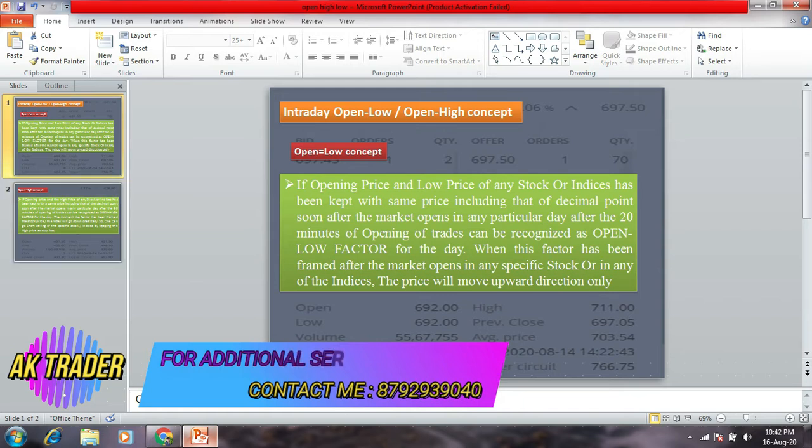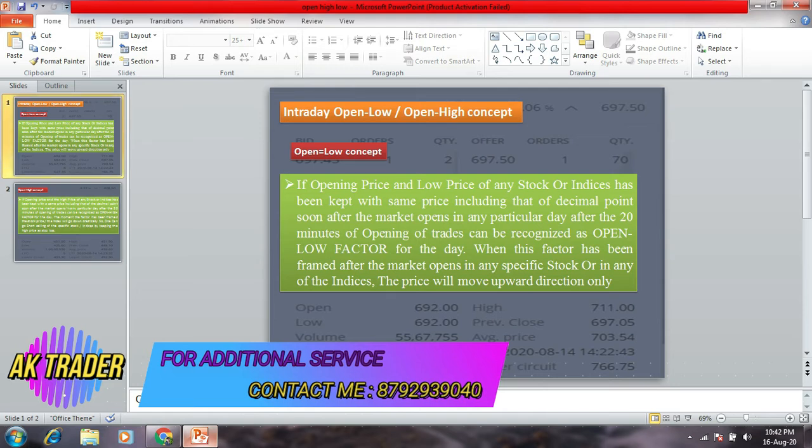Now I will tell what is this open is equal to low and what is open is equal to high, how we can filter the stocks, and where we will get these stocks where open is equal to high and open is equal to low. So without wasting time, I will start with the basics.